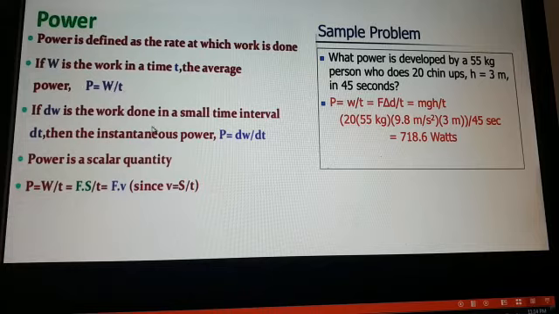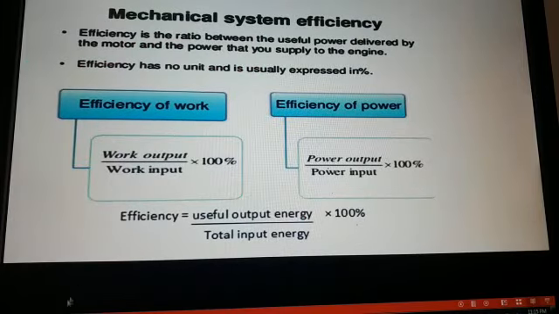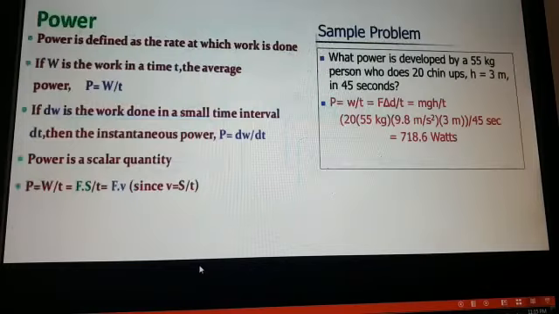If dW is the work done in a small time interval dt, then instantaneous power is P equal to dW divided by dt. And power is a scalar quantity. It has only magnitude, no direction. So power is equal to work done divided by time.